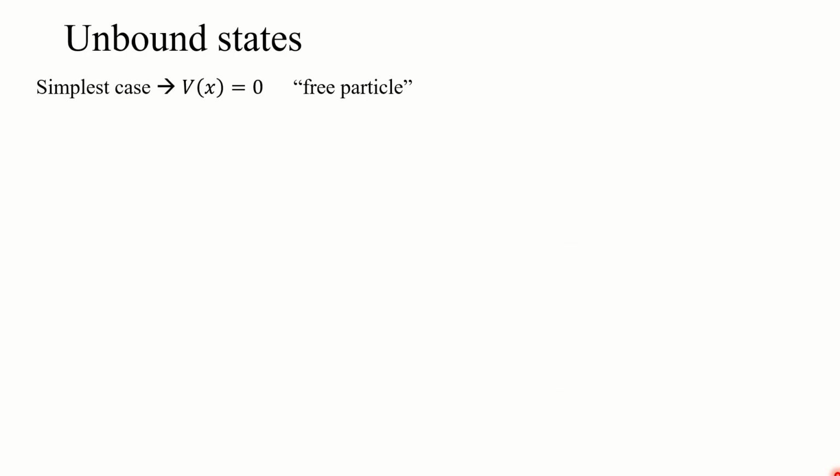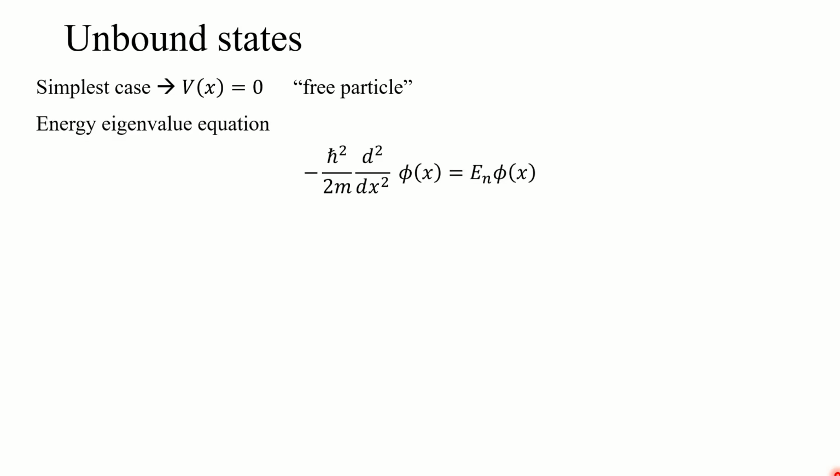The simplest case is going to be the free particle, where the potential is zero everywhere. So essentially, this is a particle where there's no potential attracting it anywhere in space. It's just free to move wherever. If we do that, our energy eigenvalue equation becomes this. And if we take all of these constants, the h bar and the m, over to the right-hand side, we get a familiar form of our differential equation that we've seen several times before.